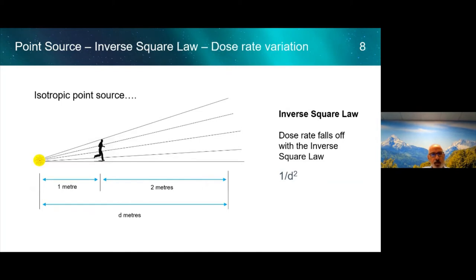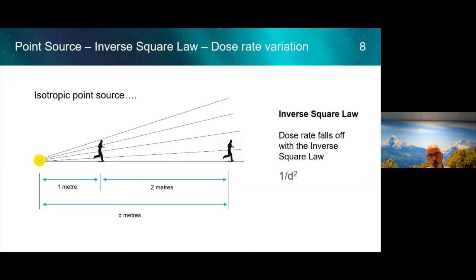If we look at that in a sort of diagrammatic form, you've got your isotropic point source on the left here, and you've got a little man who is standing just about to run away, 1 meter away from that source. Why would he want to run away or to move? Simply because the radiation decays, the dose rate, the exposure rate, reduces following the inverse square law. So it falls off with 1/d².